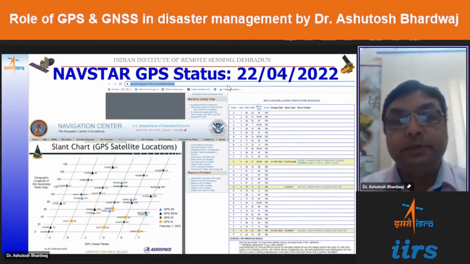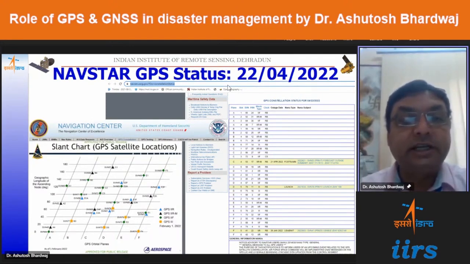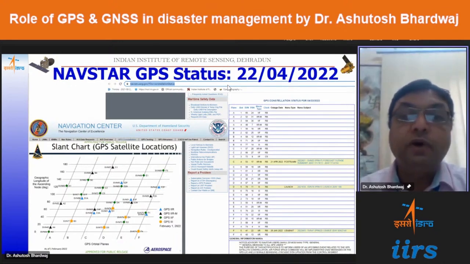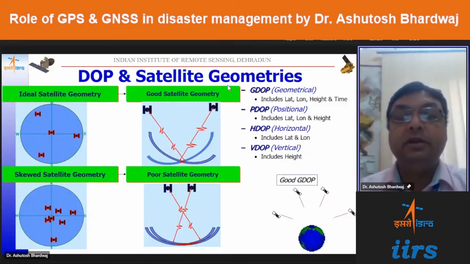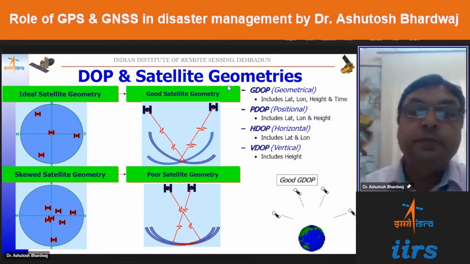The status of Navstar GPS on today's date can be seen from the Navigation Center website. These are all shared very transparently for all the agencies, all 4 systems: GPS, GLONASS, Galileo, and BeiDou. All details can be seen from their websites in a very transparent manner.